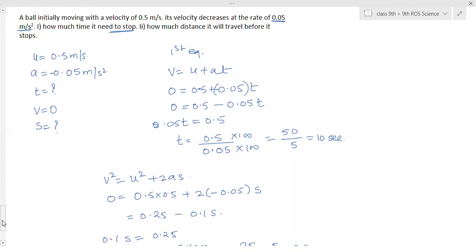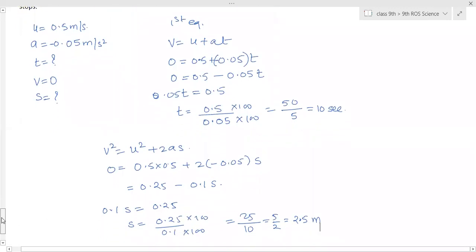The average velocity is u plus v by 2. Yes, that is the formula for average velocity. If there is a non-uniformly accelerated motion and velocity changes one time only, then only we have to use that formula.